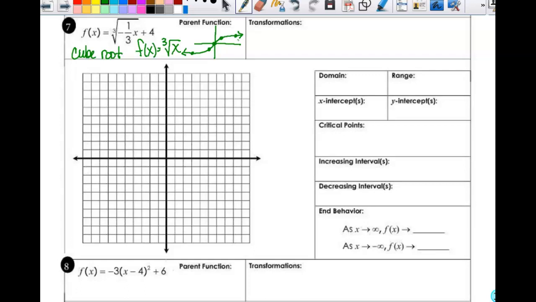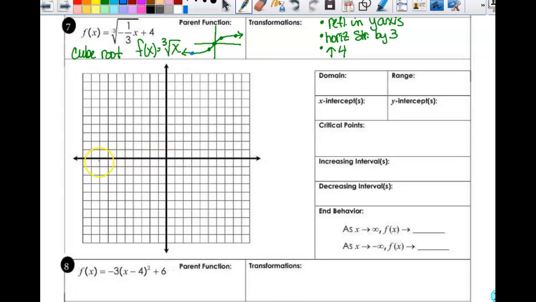How many transformations do we have? 3. Okay, so I have a negative. That means it's a reflection in what? Y-axis. Very good. The 1/3 is a what? Good. Horizontal stretch by 3. And then the 4 means I go up 4. Okay. Everybody good with all that? Awesome. So my anchor points, my first one here, that's at where?